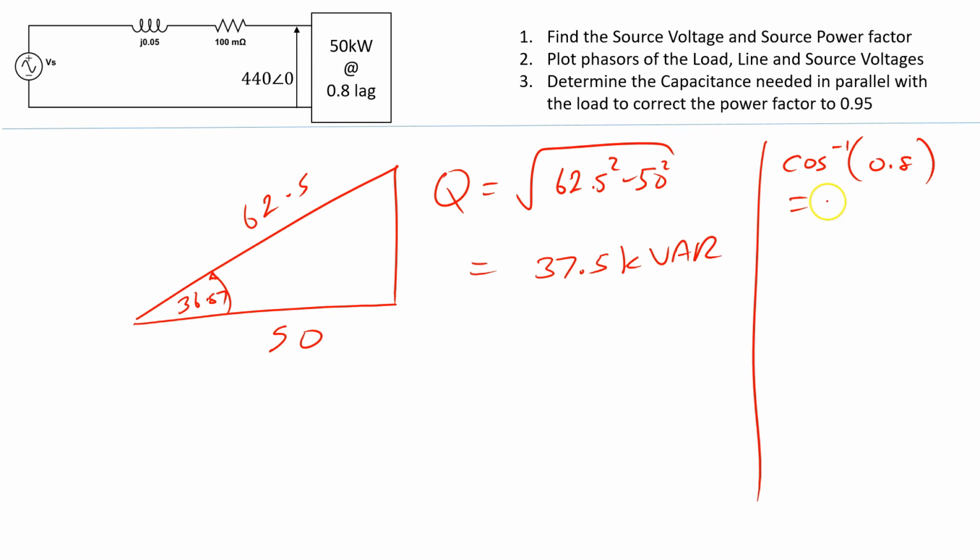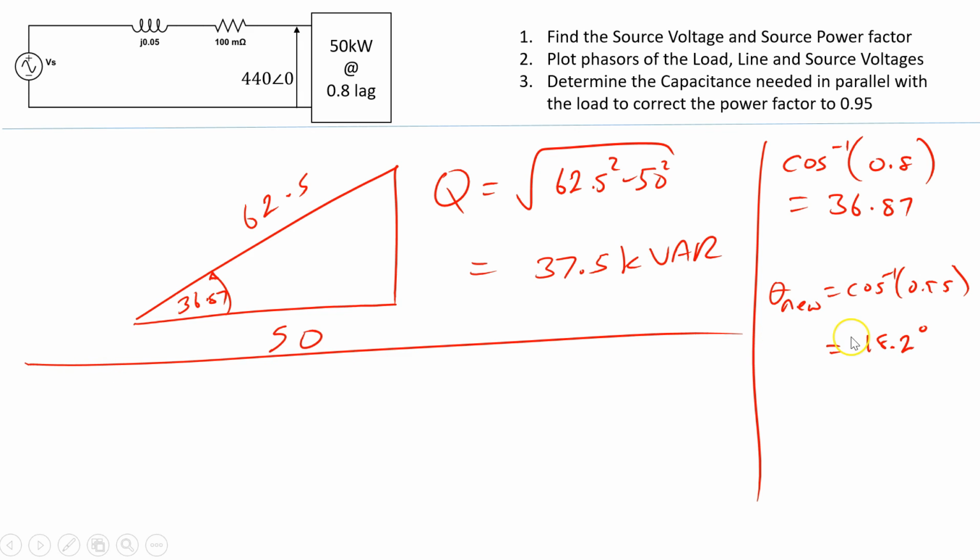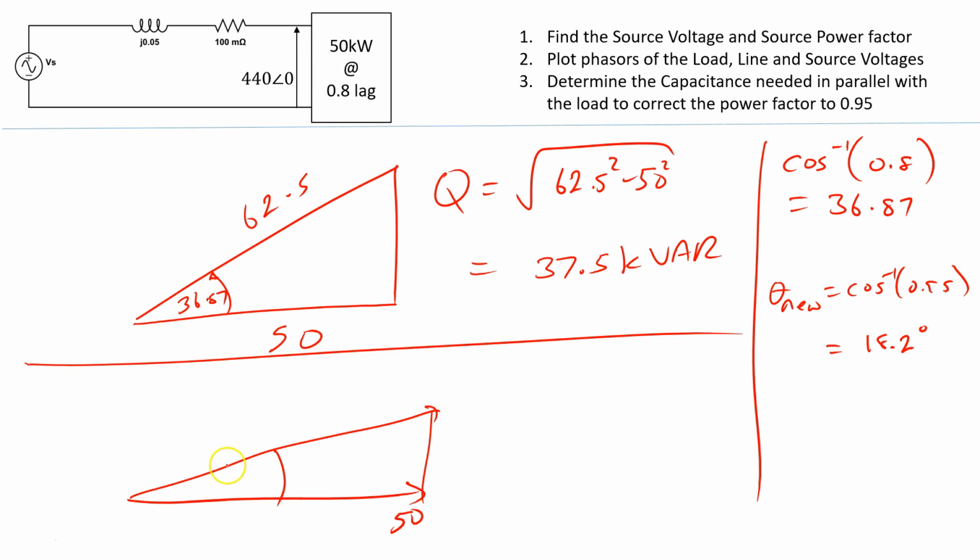Now I want to correct the power factor to 0.95. If I correct the power factor to 0.95, then I would have theta new equal to cosine inverse 0.95, and that will be 18.2 degrees. So this is the old situation. The new situation is I'm going to have the same real power, because the real power is what is being consumed by the load, and I'm going to have a different apparent power and a different reactive power. Here I'm going to have 18.2 degrees, and now I want to find S and I want to find Q.